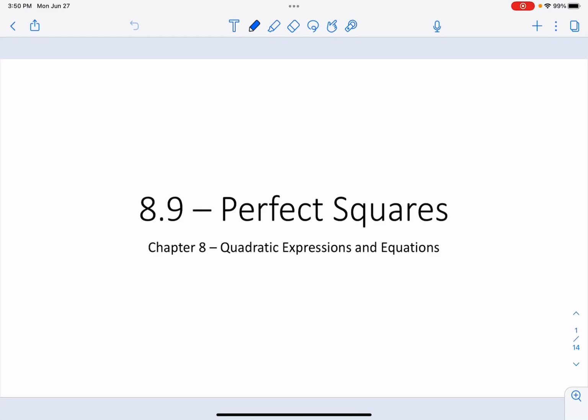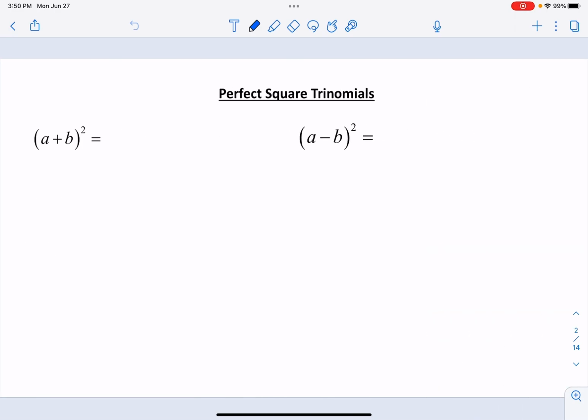Okay, so in this video, I'm going to teach you how to factor perfect squares. And a lot of these are going to be perfect square trinomials. So I want to remind us what (a + b) squared is. That's really like saying (a + b) times (a + b). So then I FOIL everything out.